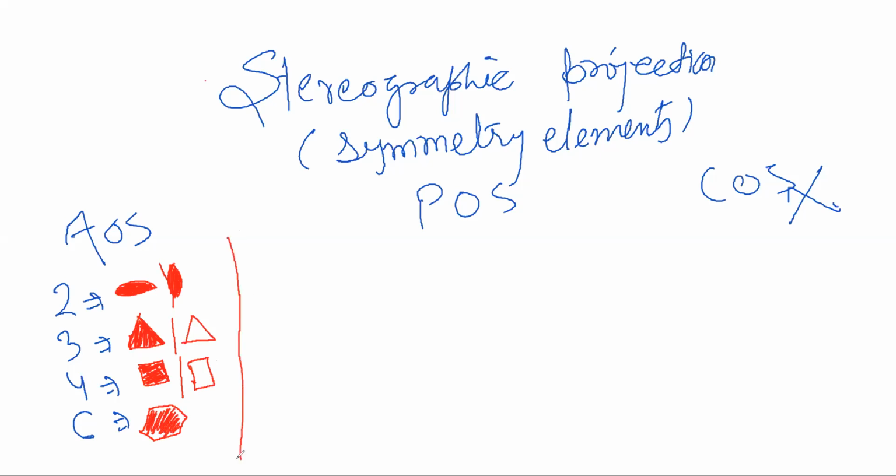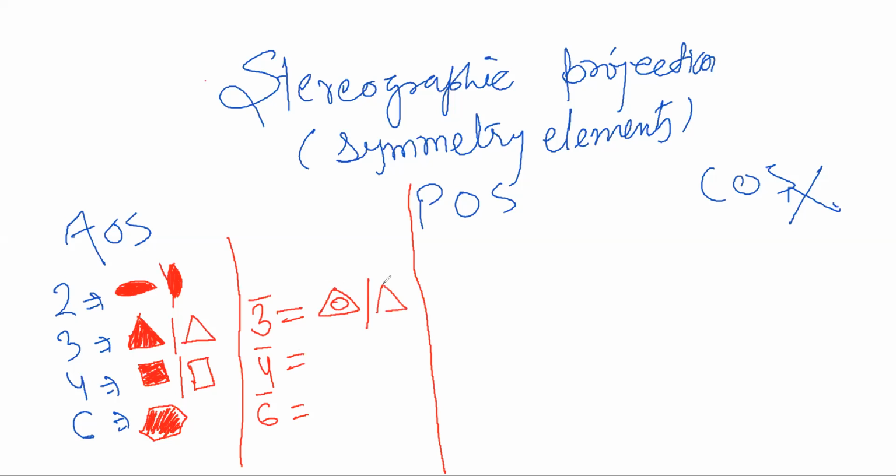But apart from these, as we all know, roto-inversion is there. So roto-inversion can be there. 2-fold doesn't have roto-inversion, but we could have 3 bar, we could have 4 bar, we could have 6 bar. So these will be drawn as, if it is 3 bar, it will be like this, or you can draw the shaded one.